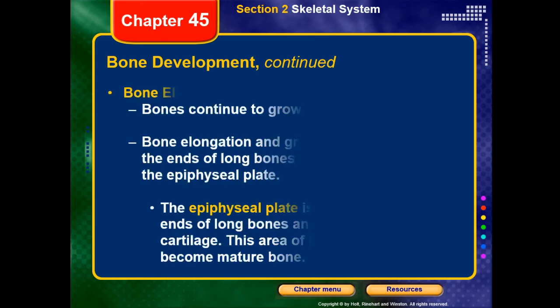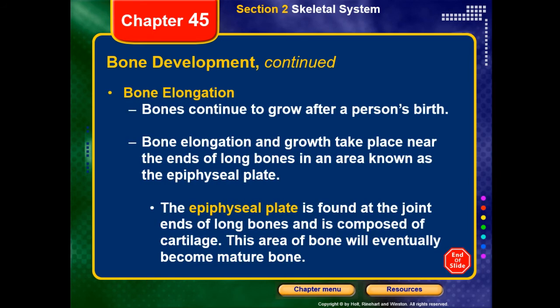Ossification. Talk about bone elongation. In bone elongation, bones continue to grow after the person's birth. Of course, elongation means increase in vertical and horizontal growth. This takes place near the end of the long bones at the area known as the epiphyseal plate. The epiphyseal plate is found at the joint ends of long bones and it's composed of cartilage. This area of bone will eventually become mature bone when the elongation is finished.